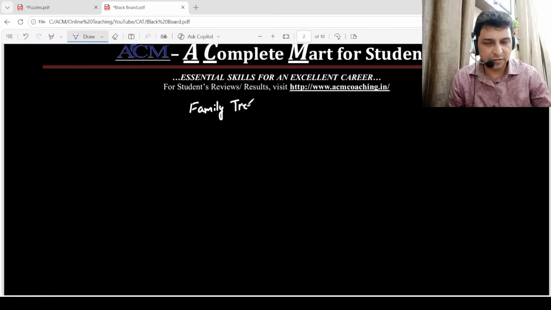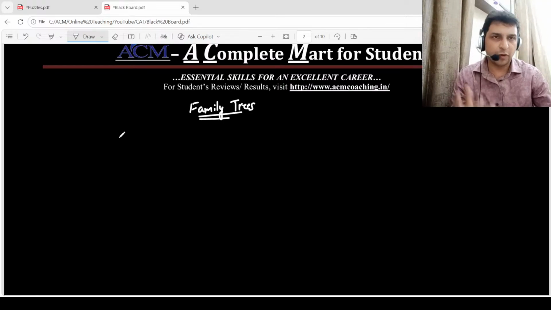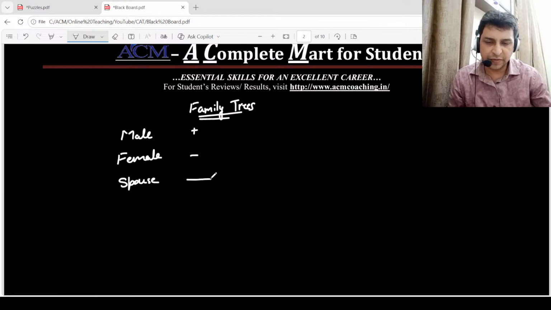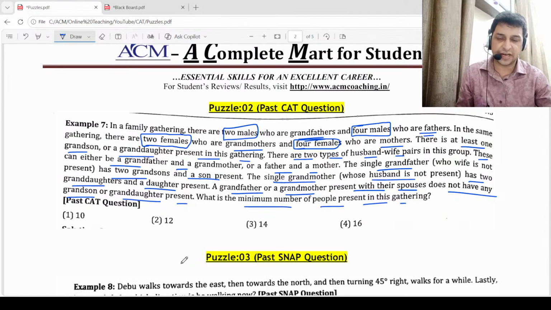we make some symbols to solve them. For example, the first symbol which we have for a male, we represent it as a plus. For female, we represent it as a minus. For spouse, we represent it as a horizontal line with an arrow on both sides. For sibling, we represent it as a long horizontal line. And for parental relation, we put a straight vertical line. Parents upward, children are at the bottom.